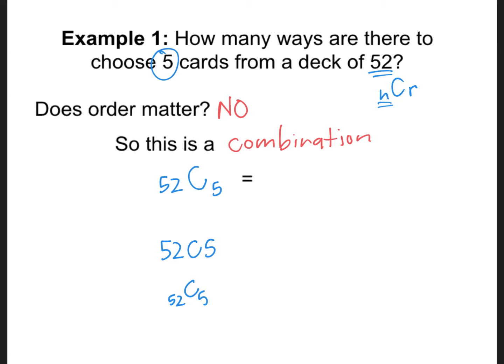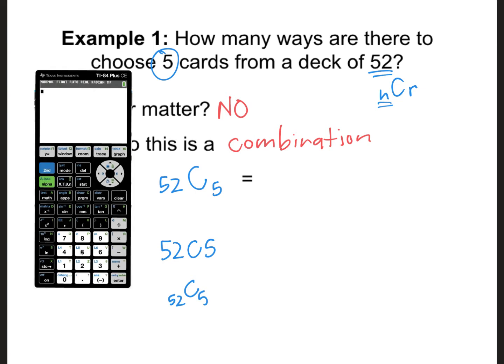So let me pause while I pull up the video about how to do that. All right, I have my calculator here, and we're going to go ahead and see how we punch it in. The first thing you're going to do is type in that first number, 52, press math, go all the way over to prob, and then go down to the one that has a C, nCr. Then type in your r value, which is 5, hit enter, and that is going to be your final answer.